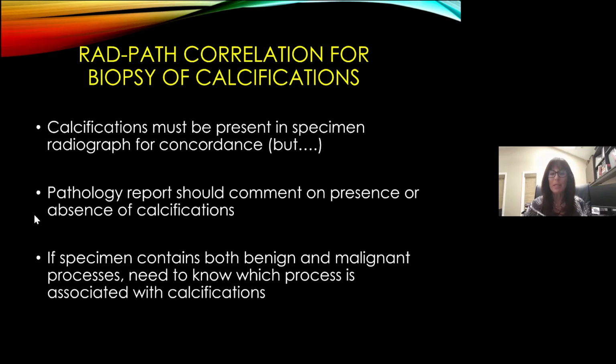If the specimen contains both benign and malignant processes, I want the pathologist to tell me which process is associated with the target calcifications. For example, if the specimen has both fibrocystic change and DCIS, and the biopsy was for calcifications, if the calcifications are associated with the fibrocystic change, even if there are residual calcifications, they may not all need to be excised because that's a benign process.